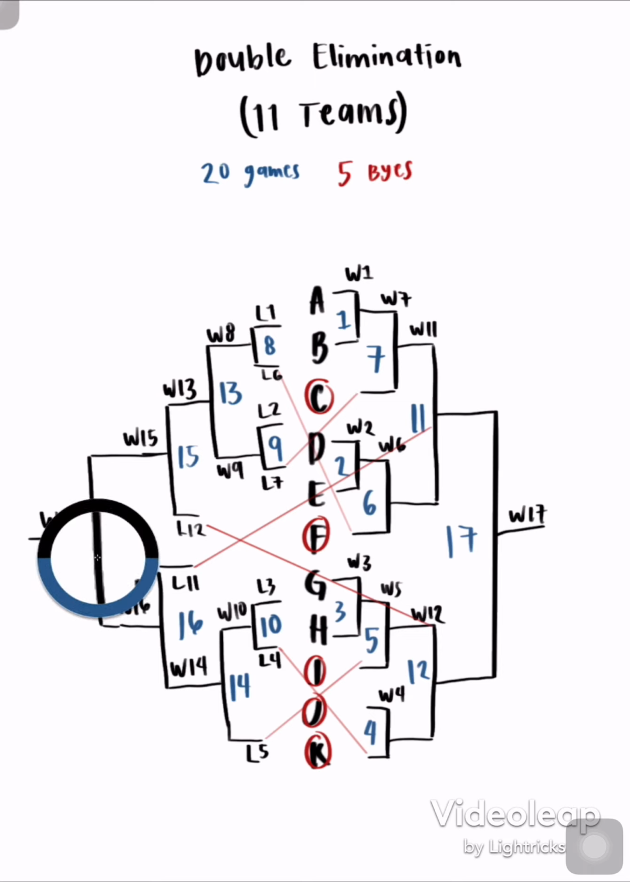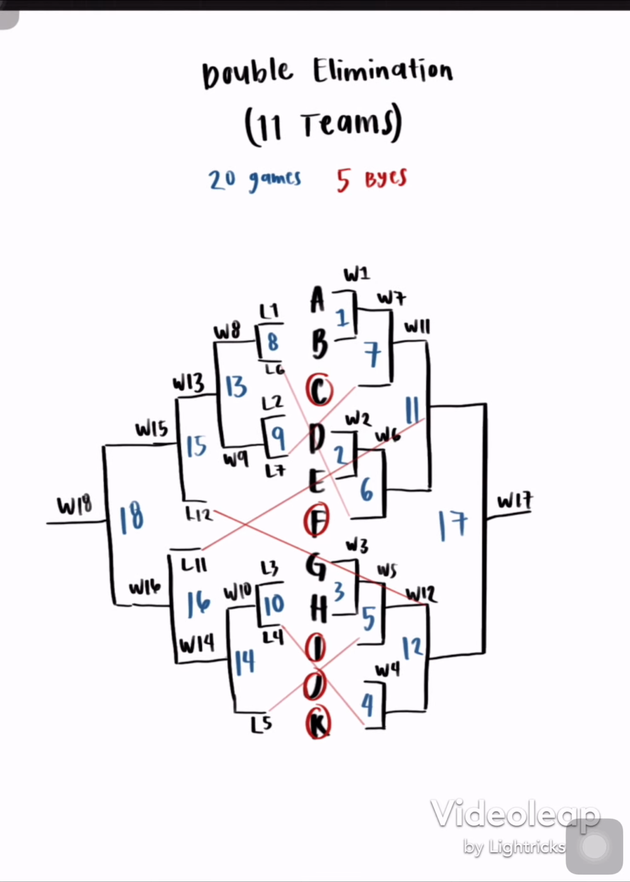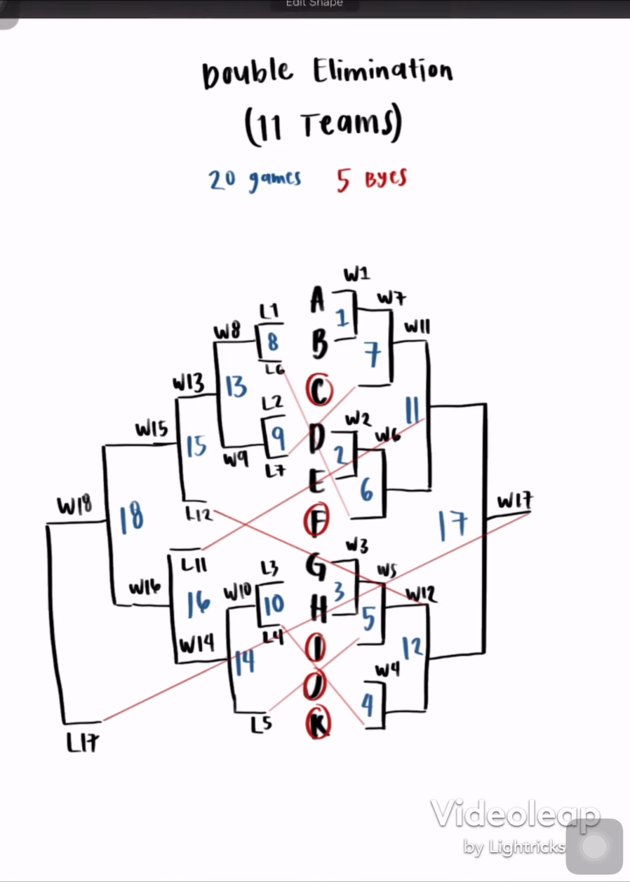Since we have a loser from game 17, the winner from game 18 and the loser from game 17 will have to compete. So we can write that down, loser 17. I also have to label it, of course. This is going to be our game 19.